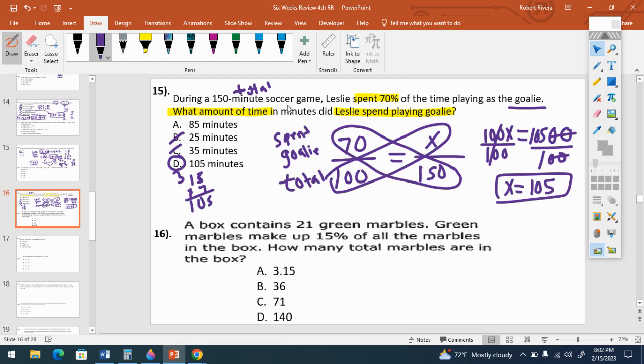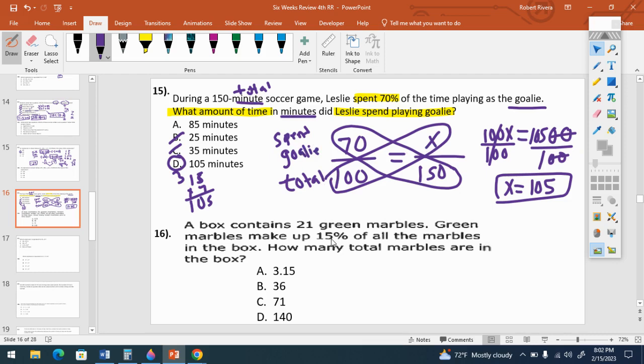Now the 150 is the total. Why? Because that's the game. Now be careful. If this guy was in hours, we have to switch it to minutes because we can't have different units of measurement. So don't forget when we do proportions, it better be minutes, minutes. Like here, total spend time in minutes, spend time in minutes.